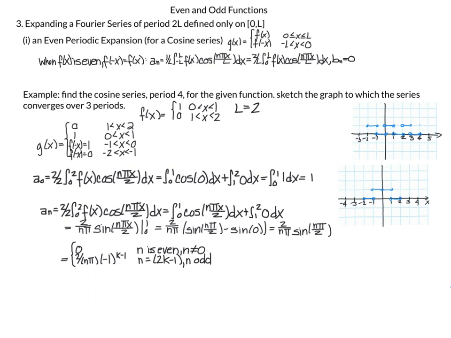So A naught we often do separate because your cosine of zeros and your sine of zeros simplify pretty quickly. So using this formula here, this is the original Fourier formula, but because it's even, we can use the simplified formula. So we have 2 over L, so that's 2 over 2 in this case. We're going to integrate from 0 to L, so 0 to 2, f of x, cosine of n pi x over 2. Again, we have to break this down into two separate integrals.